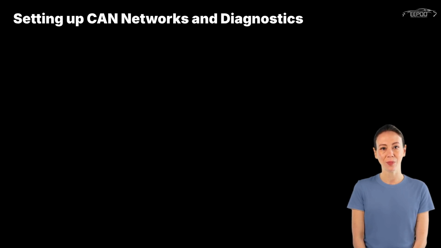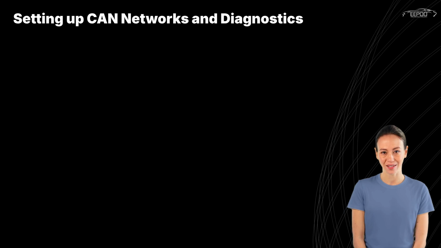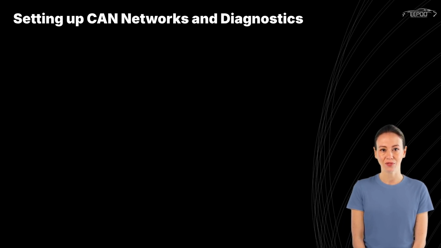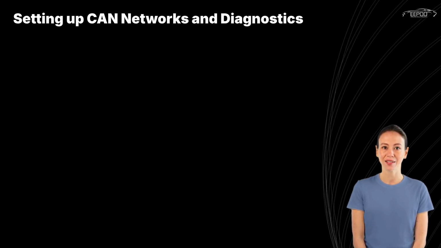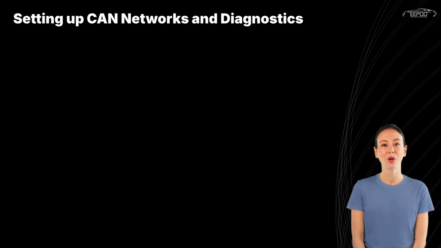Now that we've covered the basics, let's get into something really important: setting up your CAN network and initializing diagnostics. Whenever you're working with FSCRIPT, whether you want to read DTCs, request DIDs, or flash a module, you need to first set up the communication. There are 3 main commands we use here: net, diag, and periodic. Let's go through them one by one.